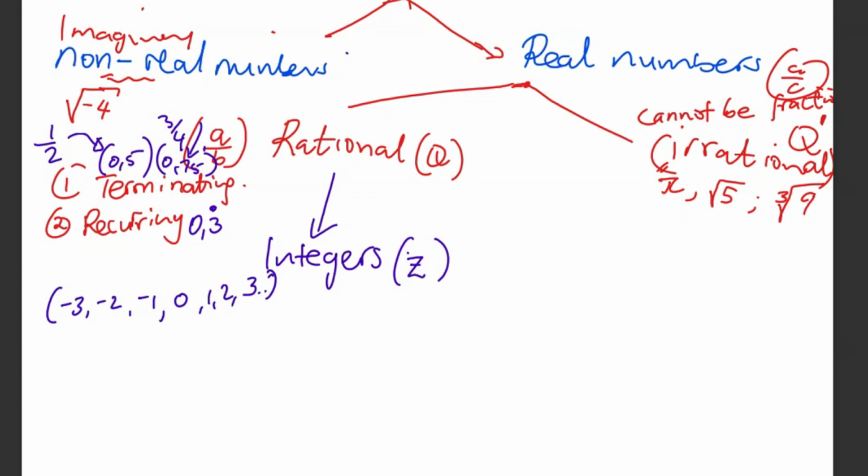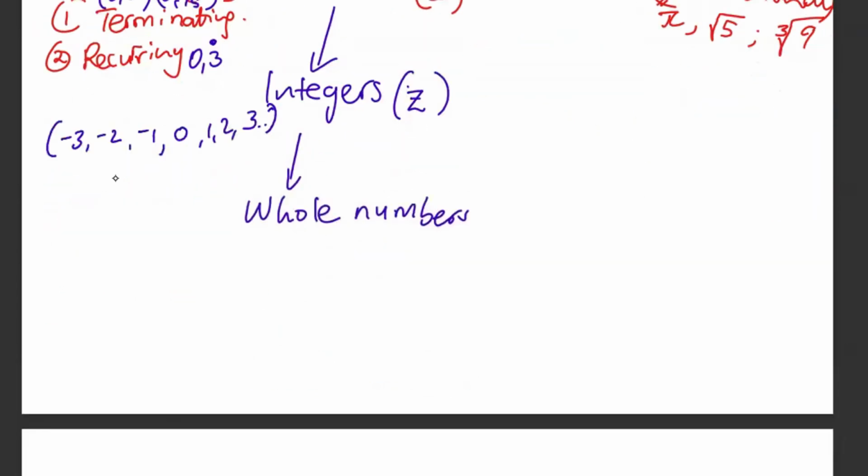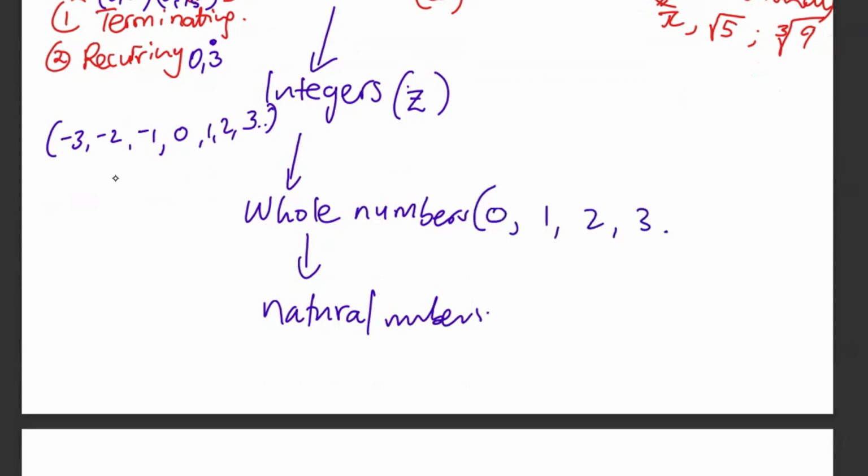Then from the integers, we can have what we call the whole numbers. We know that integers are whole numbers that are extended to the negatives, so positive and negative whole numbers. Then lastly, from the whole numbers, we can have what we call the natural numbers. Let me just give examples of this. Whole numbers are basically counting numbers, but they start from 0. So 0, 1, 2, 3, 4, 5, 6, and so on.